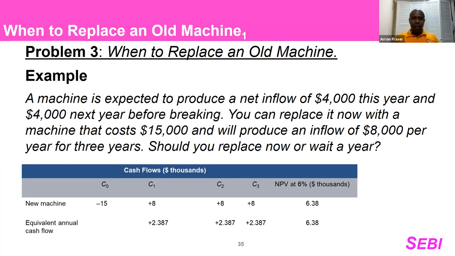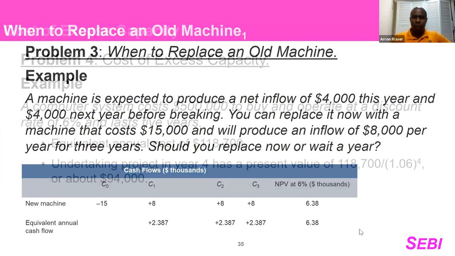So that will be the annual cash flow, right? Because the NPV here is positive, divided by the 3 year annuity factor for the 6% interest rate, you will get positive inflows each year of 2.387. So you're comparing these annual cash inflows with inflows here of 4,000, right?